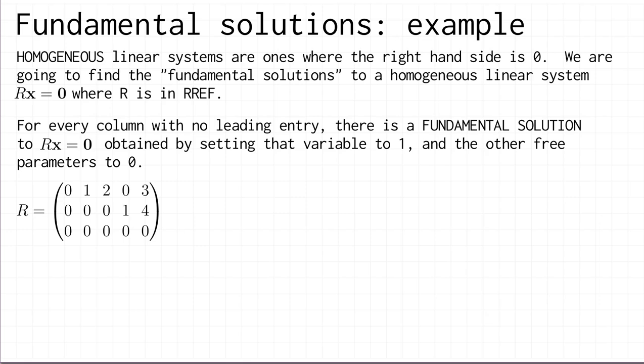We're going to be especially interested in homogeneous systems of linear equations. A homogeneous system of linear equations is one of the form Ax = 0, where the right-hand sides of the equations are the 0 vector.